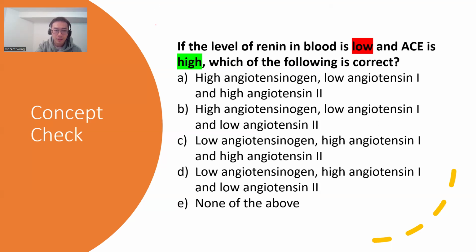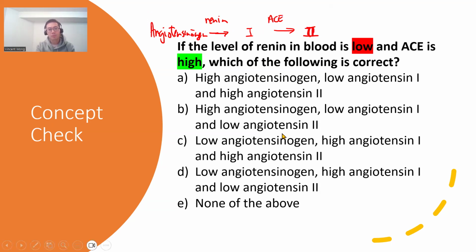Let's take a look again. So we have the angiotensinogen, 1 and 2. I'm just getting lazier and lazier. We need the renin and we need the ACE. We don't have enough renin. We have a lot of angiotensinogen though. Because we don't have enough renin, they have nowhere to go. Some will get converted, but most will stay as it is. So that's going to be high.